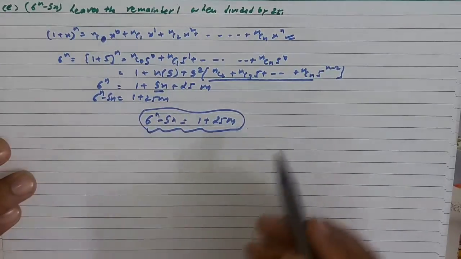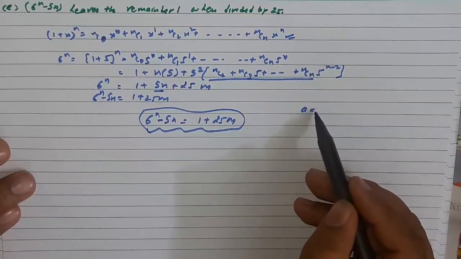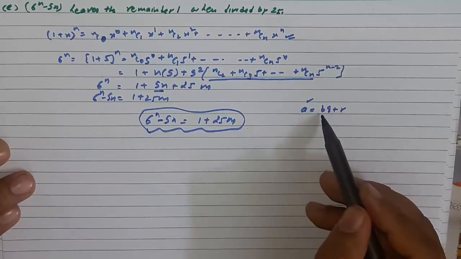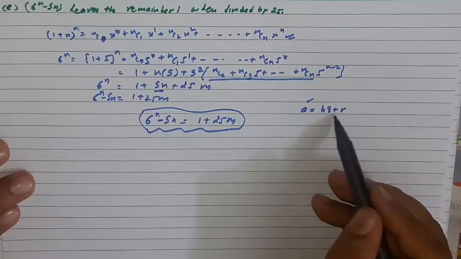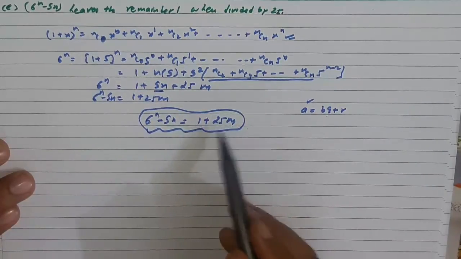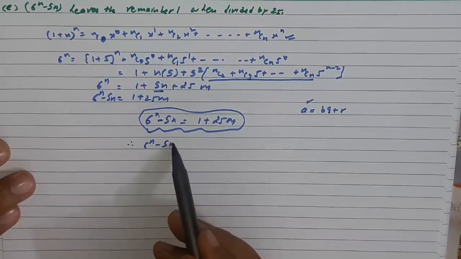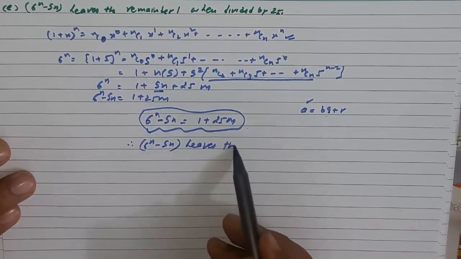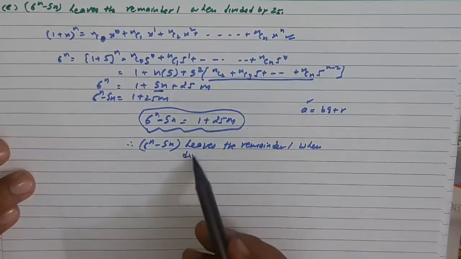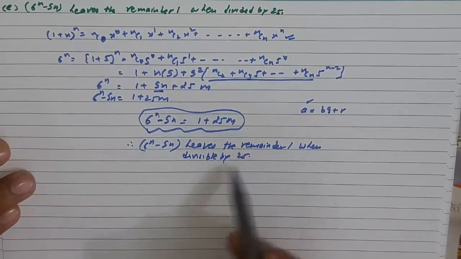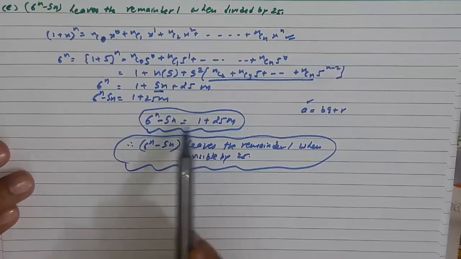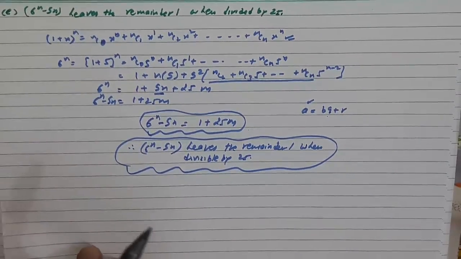Right? Now we know a property we have read in class 10th, that for any a and b, if a and b are any two numbers, then a can be written as bq plus r, where b and a are the numbers, q is the quotient, r is the remainder. So if we compare this, we can say that this expression is divisible by 25, this is the quotient, and 1 is the remainder. So we can say that 6 raised to n minus 5n leaves the remainder 1 when divided by 25. This we have to prove. The question can also come like this: prove that 6 raised to n minus 5n minus 1 is divisible by 25. In that case, we would bring 1 over here and 25m would remain, and that is divisible by 25.